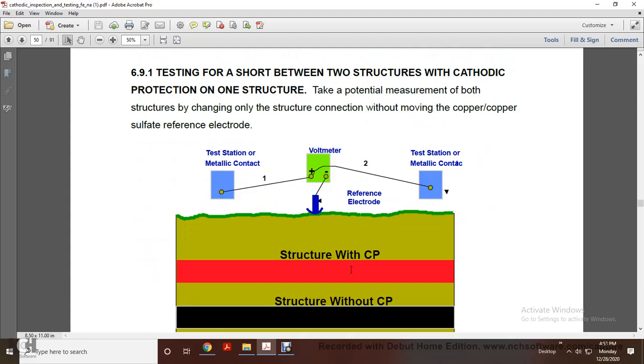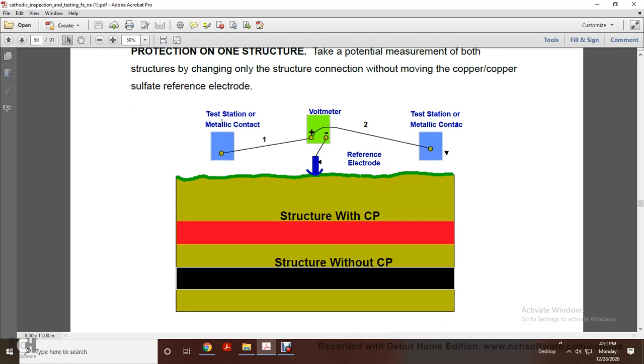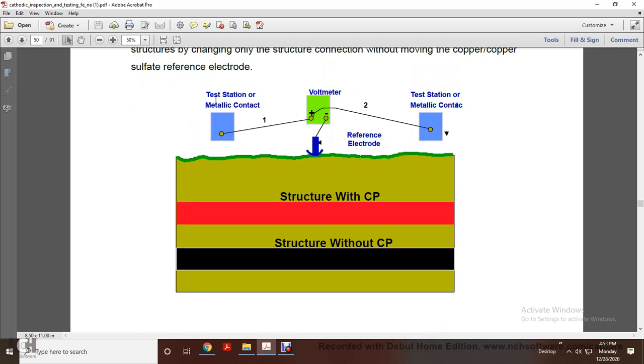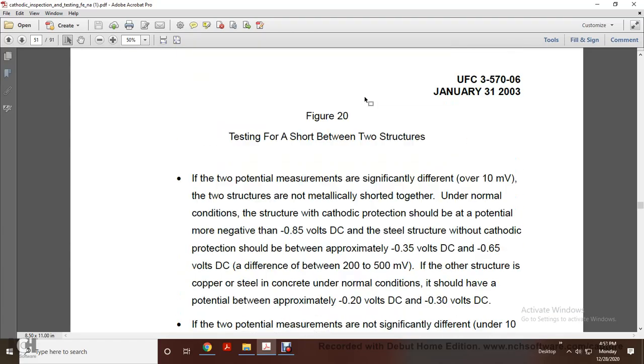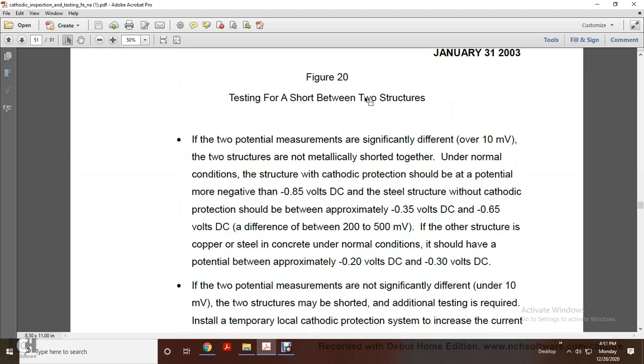Testing for a short between two structures where one has cathodic protection: take the potential measurement of both structures, changing only the structure connection while moving the copper sulfate reference electrode. Shown are the testing station, metallic contact, voltmeter, reference electrode, the structure with cathodic protection, and the structure without cathodic protection. Figure 20, testing for a short between two structures.